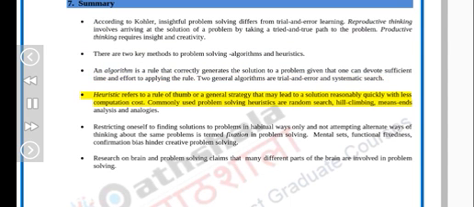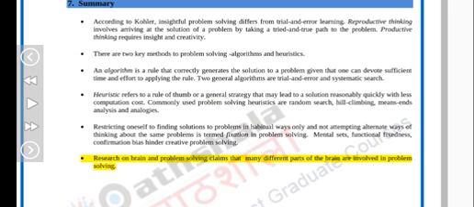Heuristic refers to a rule of thumb or a general strategy that may lead to a solution reasonably quickly with less computation cost. Commonly used problem-solving heuristics are random search, hill climbing, means-ends analysis, and analogies. Restricting oneself to finding solutions to problems in habitual ways only and not attempting alternate ways of thinking about the same problems is termed fixation in problem solving. Mental sets, functional fixedness, confirmation bias hinder creative problem solving. Research on brain and problem solving claims that many different parts of the brain are involved in problem solving.